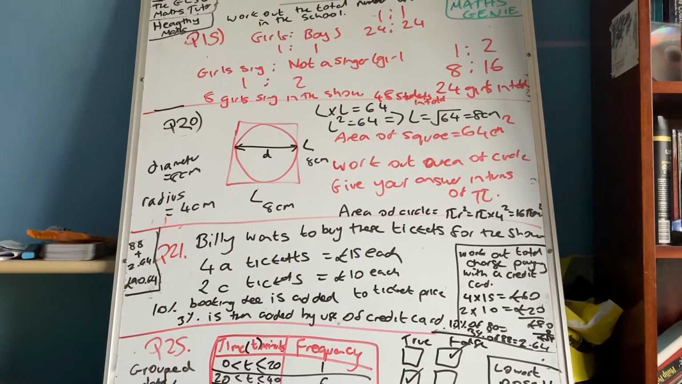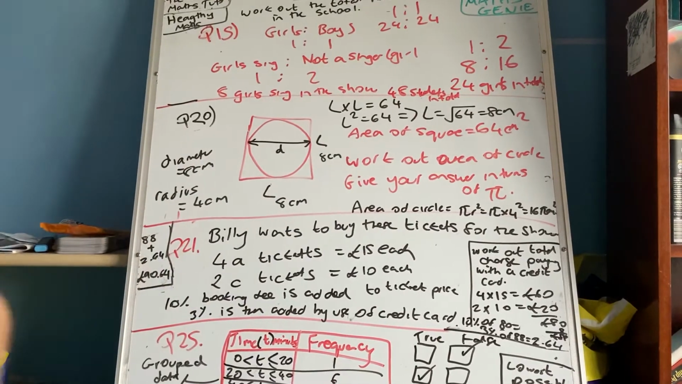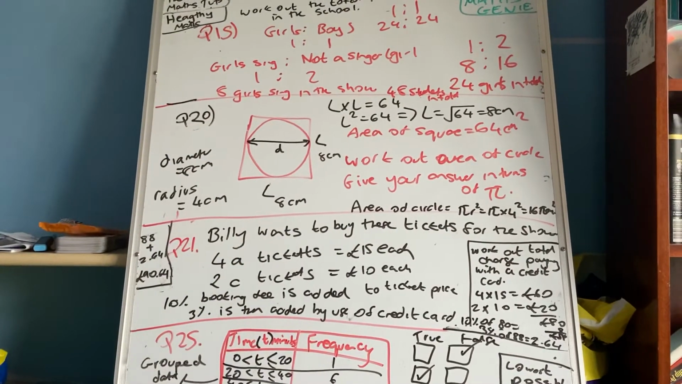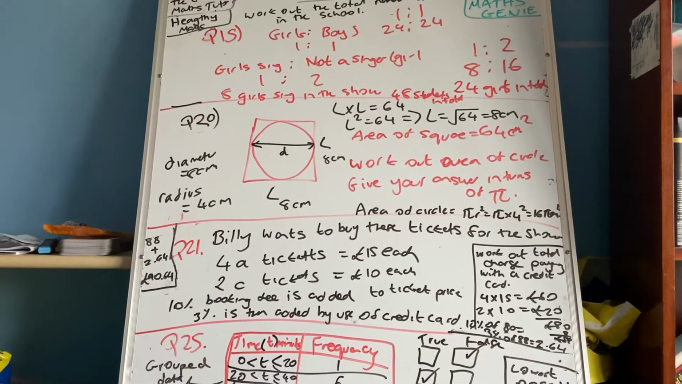Question 20. Right, guys, question 20 here. So you are given a square with a circle, and you are told that the area of the square is 64 centimeters squared. Work out the area of the circle, give your answer in terms of pi.